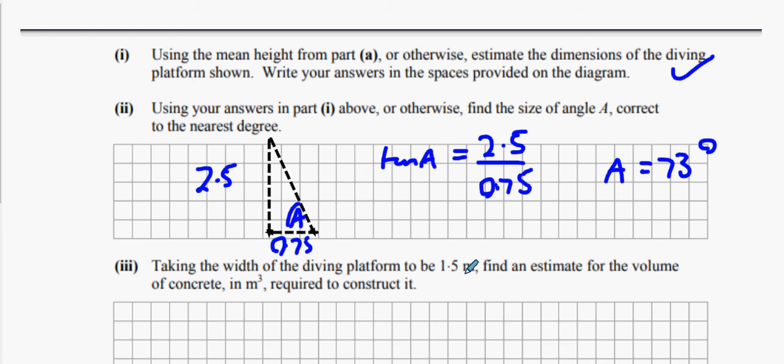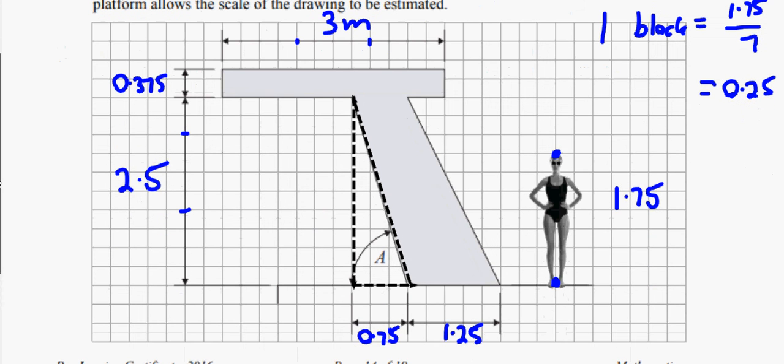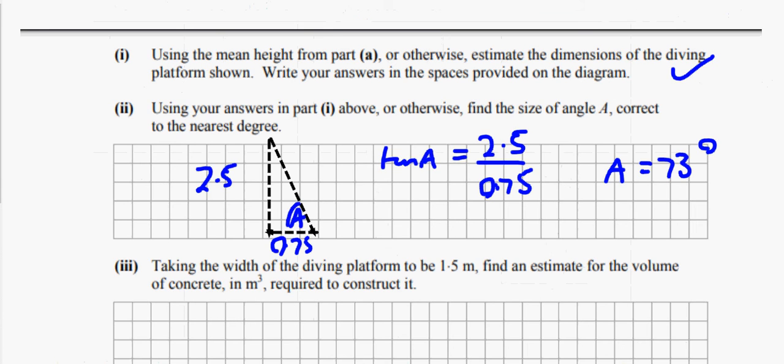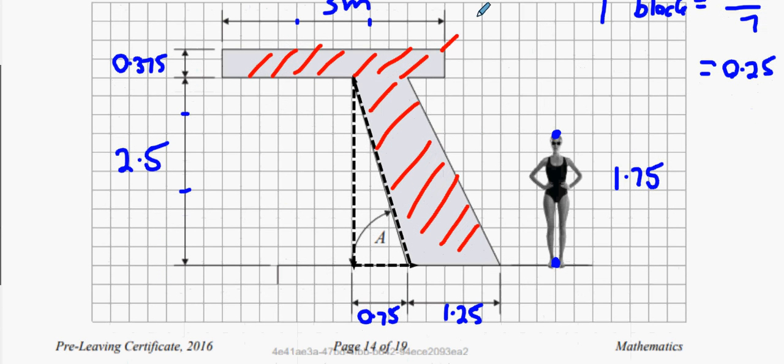Taking the width of the diamond platform to be 1.5, estimate the volume of concrete required to construct it. Okay. So, see this diagram here? Here's what we're going to do. We're going to get the area of this diagram. So the job is to get the area of all the red bits. Are we cool with that? And once I get the area of all the red bits, I need to multiply it by 1.5. Why do I need to multiply by 1.5? Because it's 1.5 deep. Does that make sense?